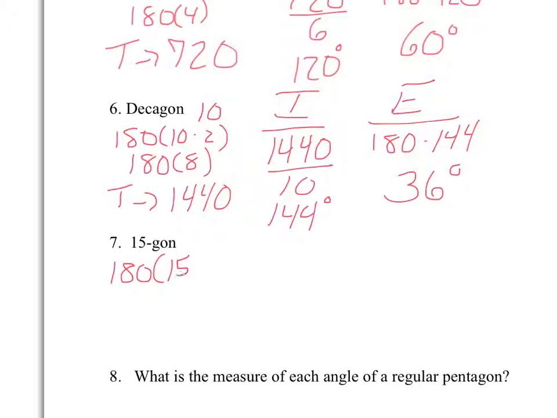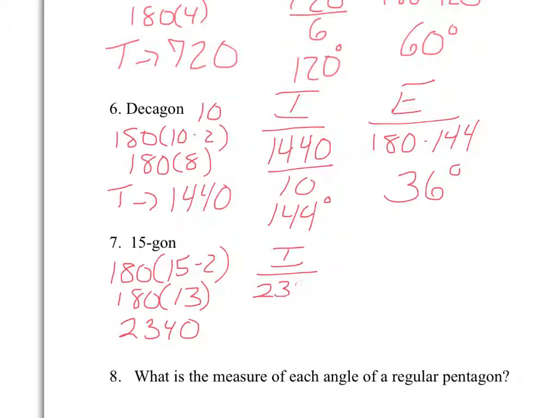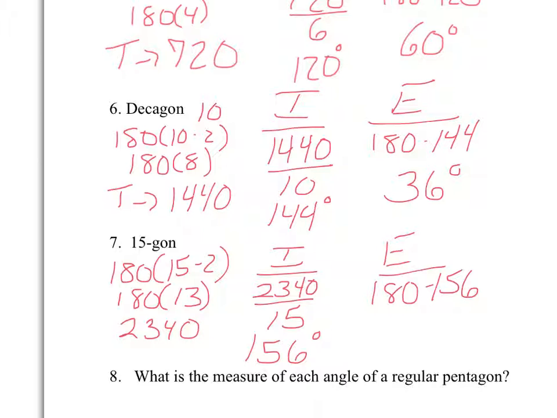Same process for a 15-gon. 180 times 15 minus 2, 180 times 13, that gives me 2,340. So my interior angle is 2,340 divided by 15, so 156 degrees for my interior angle. My exterior angle is 180 minus 156, so my exterior angle is 24 degrees.